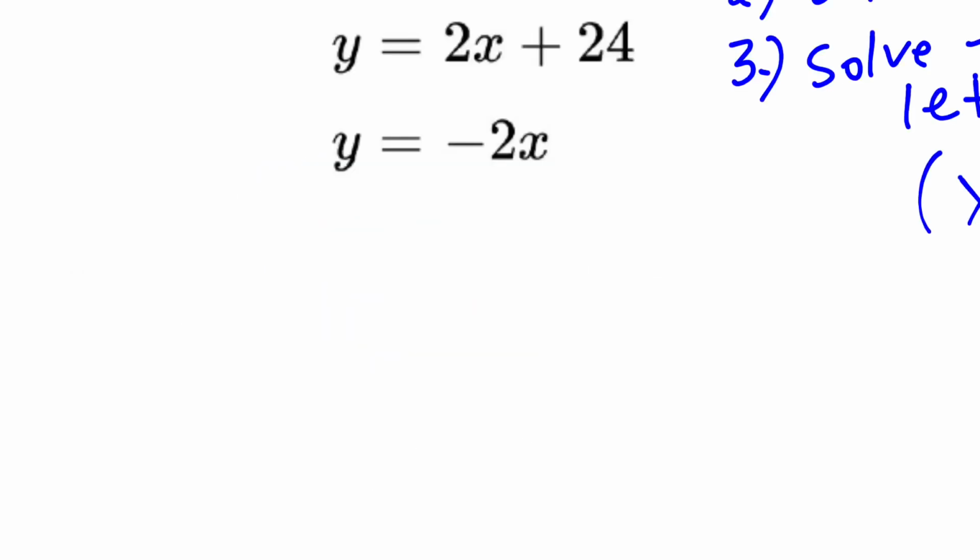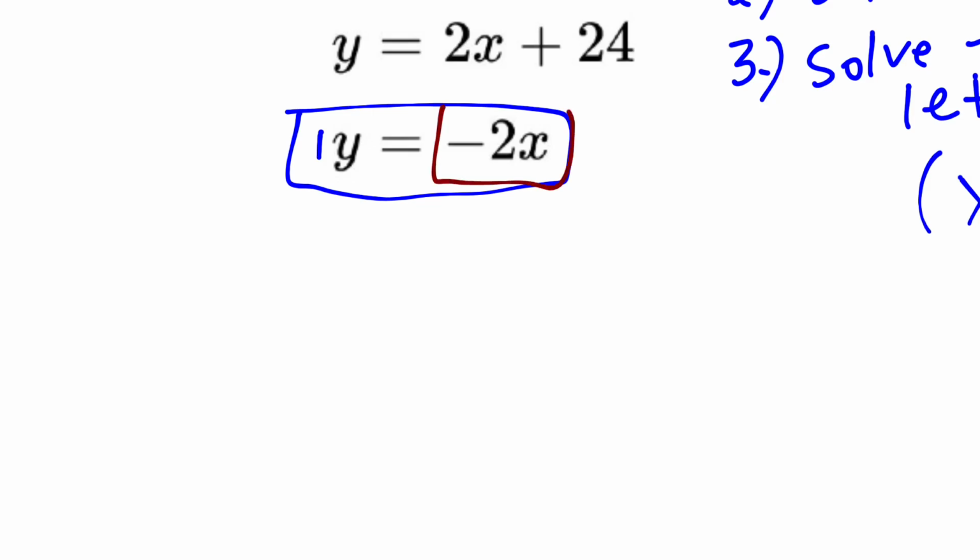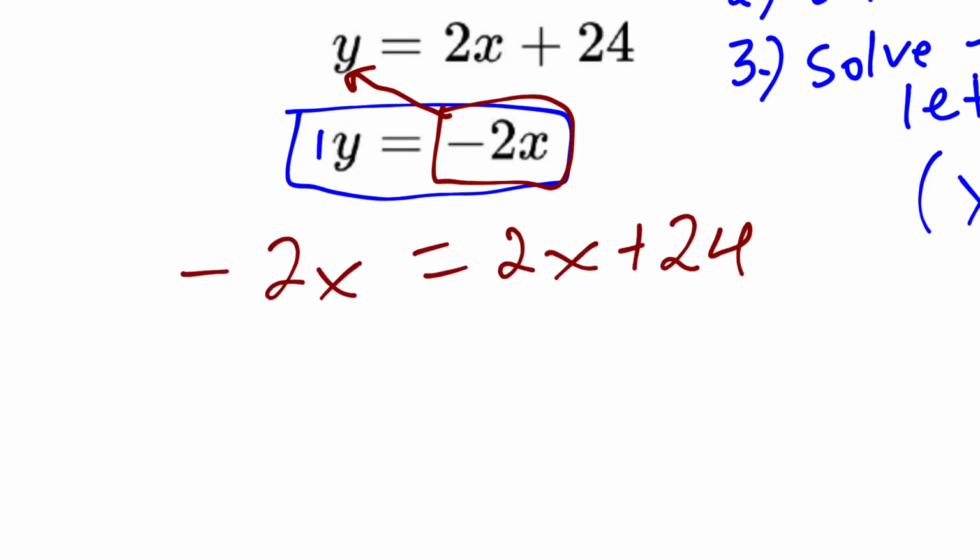So when we do our substitution, we're looking for a letter all by itself with a 1 in front of it, like this one. And we're going to come to the shorter equation, which is this bottom one, and I'm going to take everything that y is equal to and put it into the other equation in place of y. This will be negative 2x is equal to 2x plus 24. And step 1 is done.